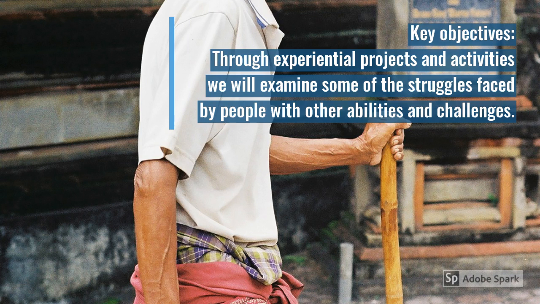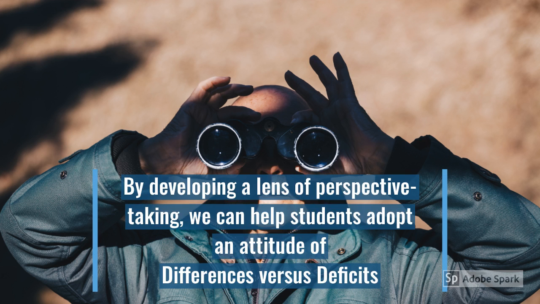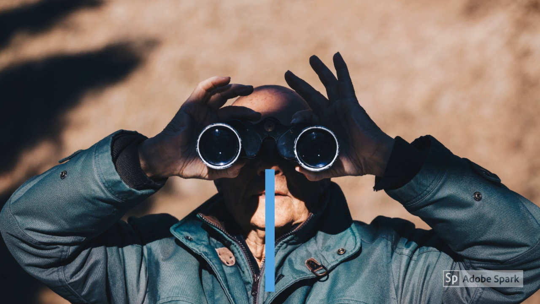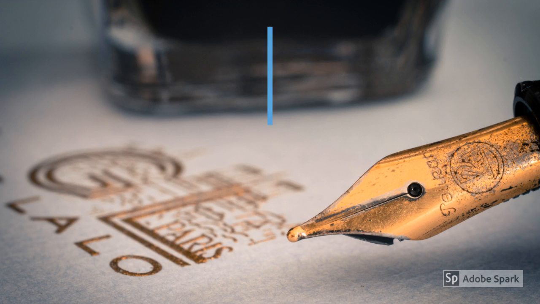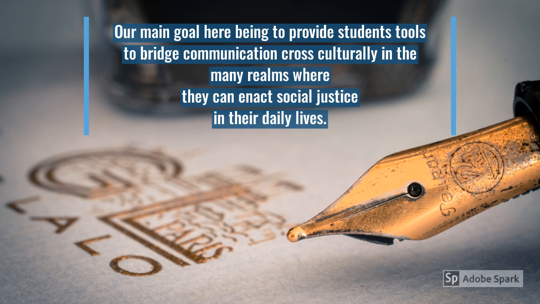Key objectives: through experiential projects and activities, we will examine some of the struggles faced by people with other abilities and challenges. By developing a lens of perspective taking, we can help students adopt an attitude of differences versus deficits. Students will widen their zone of proximal development, or ZPD, and begin to see the world through the perspective of their peers. Our main goal here being to provide students tools to bridge communication cross-culturally in the many realms where they can enact social justice in their daily lives.